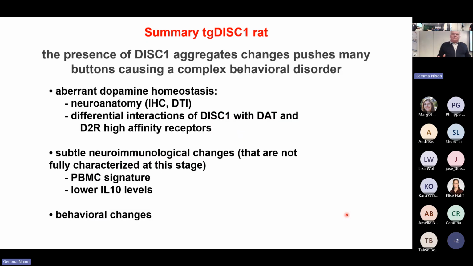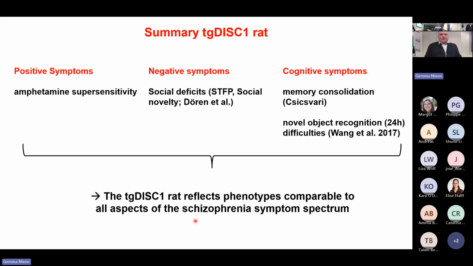So, summary of the transgenic DISC rat. We have aberrant dopamine homeostasis shown by neuroanatomy, differential interactions of DISC with others that lead to high affinity receptors, subtle neuroimmunological changes which are currently not fully characterized, like this PBMC signature, lower IL-10 levels, and behavioral changes.